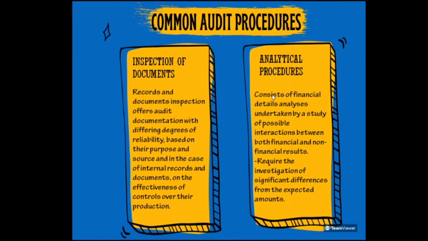Next is inspection of documents. The inspection of documents provides audit evidence whose reliability depends on their nature and source. Inspecting certain documents may provide direct audit evidence of the existence of an asset. For instance, financial instruments like a share or a bond where the document itself constitutes the asset.